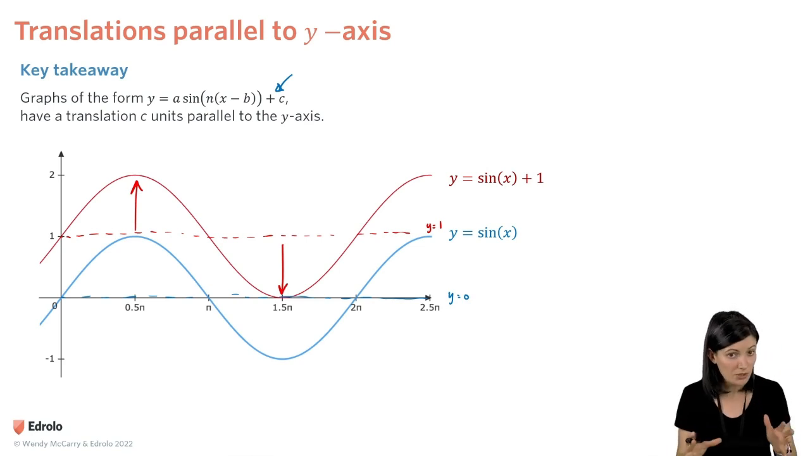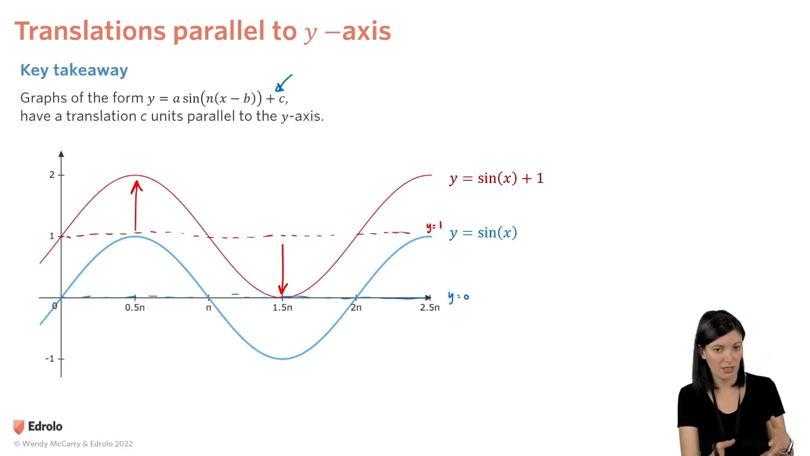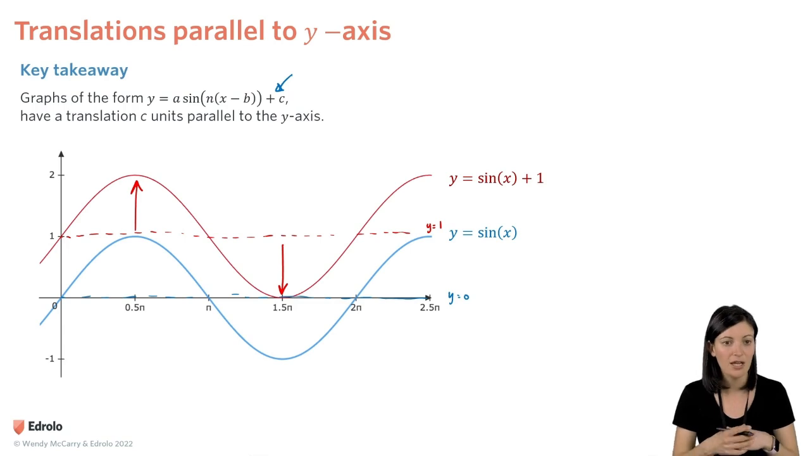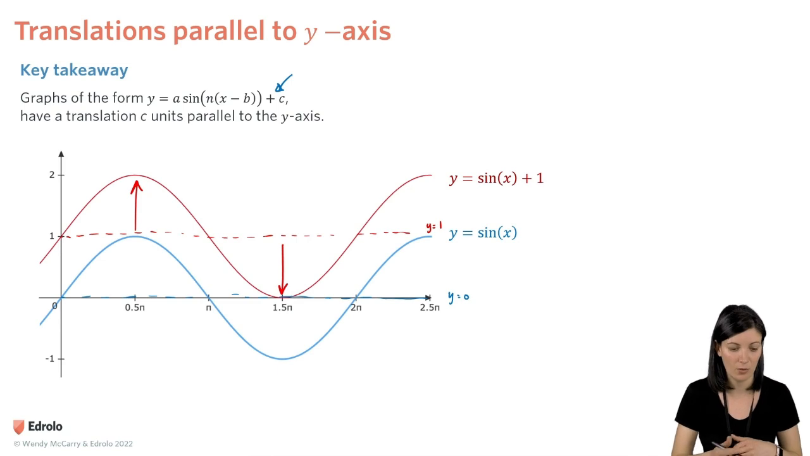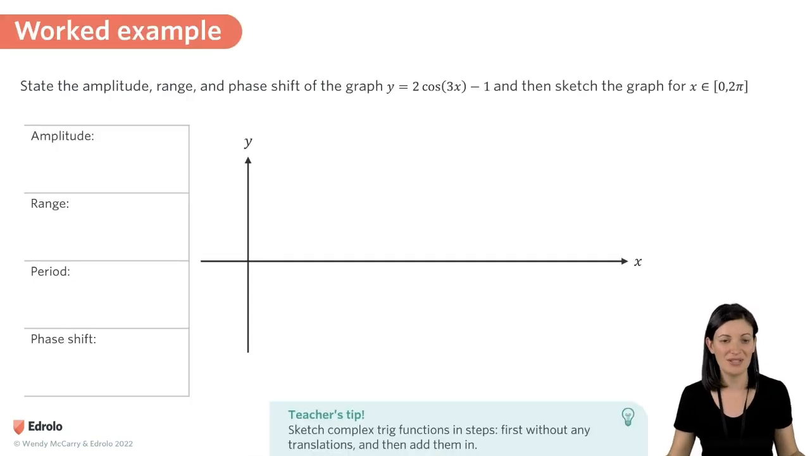Okay, my amplitude doesn't change unless I've got something that changes, unless I've got a dilation in there. It's just that the graph is exactly the same, shifted up or down by whatever c is. So let's try and draw a graph here. We've got y equals 2 cos of 3x minus 1, and then we're going to sketch it.